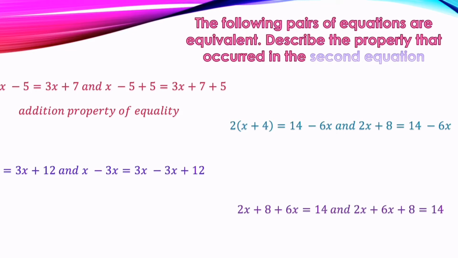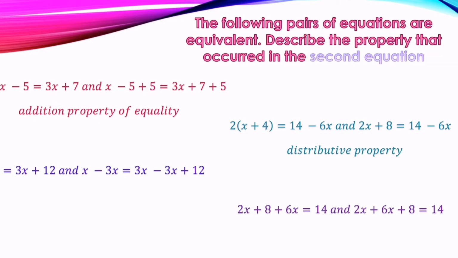2 times x plus 4 equals 14 minus 6x. But now I have 2x plus 8. That should look very familiar to all of us. That's our distributive property. Then I have x equals 3x plus 12.